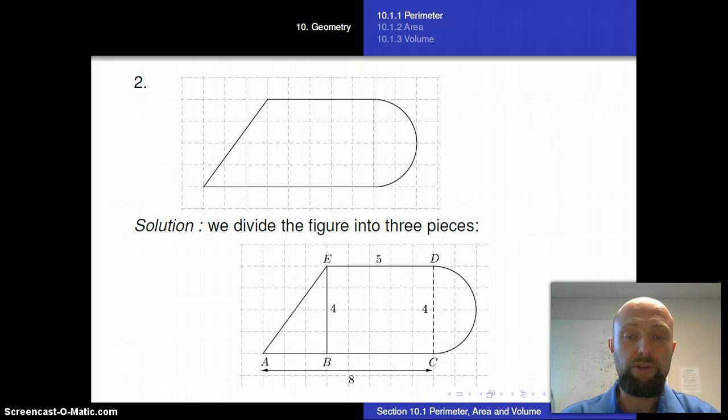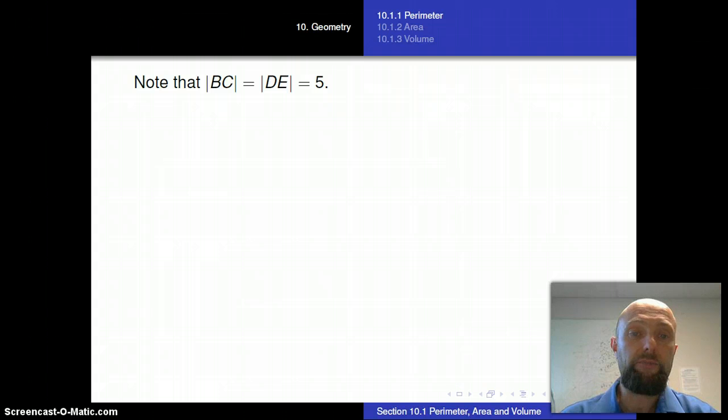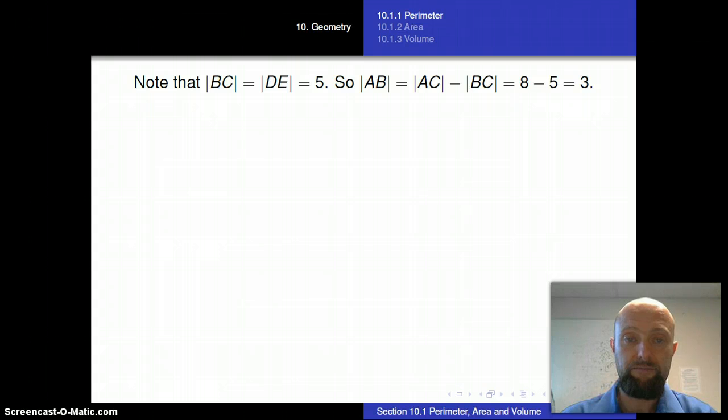We can use the Pythagorean theorem in triangle ABE for that. And we also need to find out what the length of this circular arc DC is. For that, we use the formula for the circumference of a circle. So we have that BC is the same as DE is 5. The distance AB is AC minus BC, which is 8 minus 5, is equal to 3.